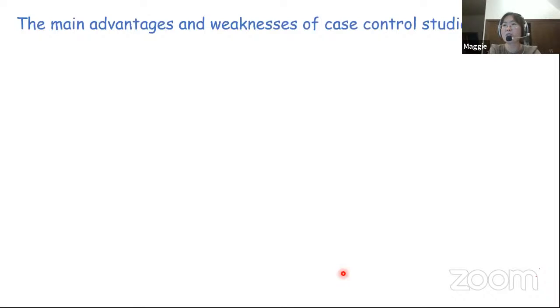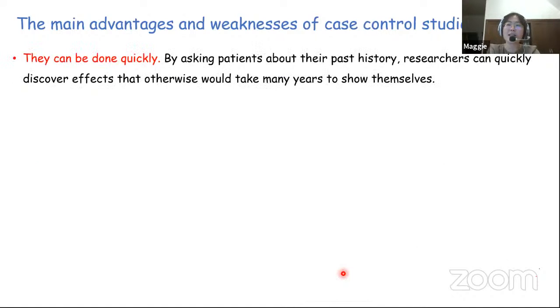Let's introduce the main advantages and weaknesses of case control studies. So this kind of study can be done very quickly, because when the patients come in, by asking them about their past histories, the doctors or researchers can quickly discover effects that otherwise would take many years to show themselves. Which means that when the patients come into the hospital, they already have lung cancer. You don't need to wait for a long time for the development of lung cancer. So based on these patients, you ask them questions, and then you can get a conclusion very quickly.